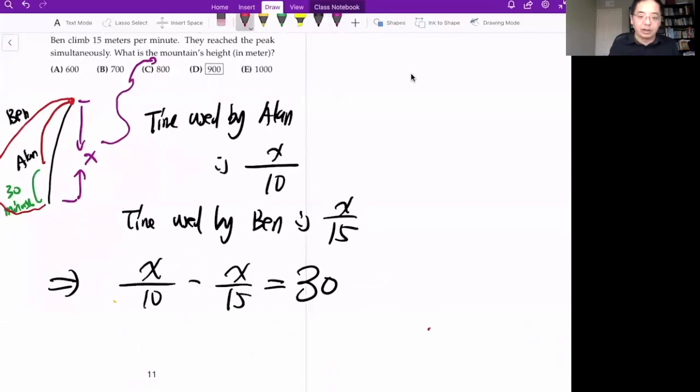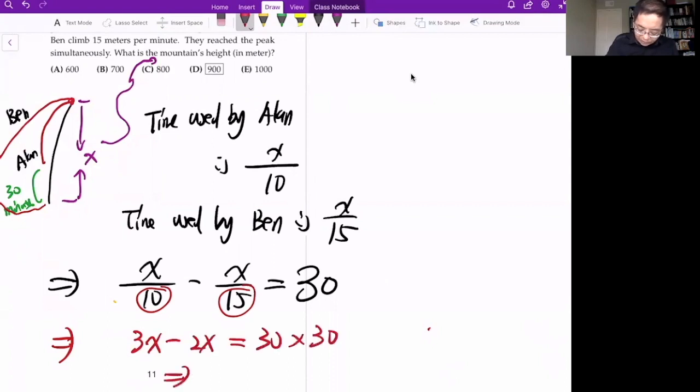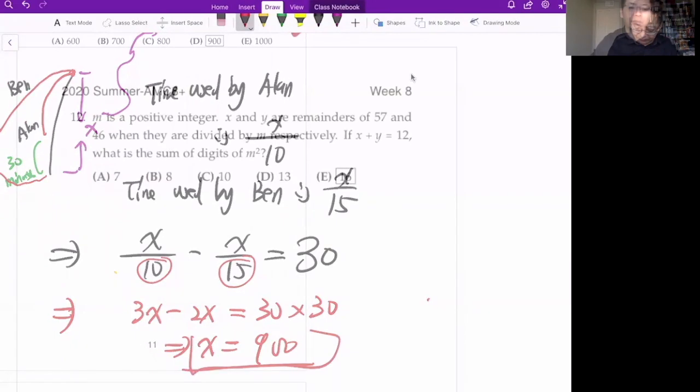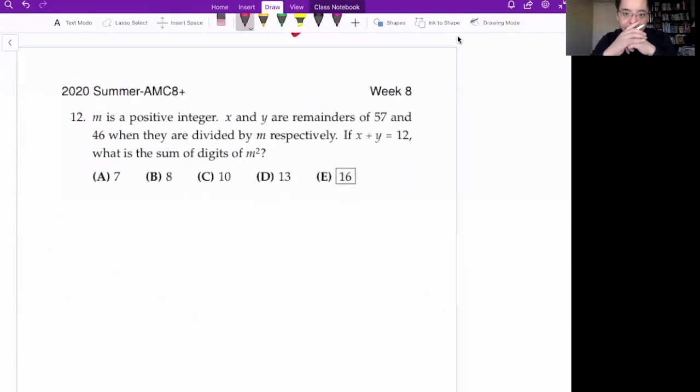Now how do we solve the equation? Well, we multiply by 30 on both sides. That's because 30 is the common multiple of 10 and 15, and this helps us get rid of those denominators. So we get 3x minus 2x equals 30 times 30, and this quickly leads to x equals 900 meters.